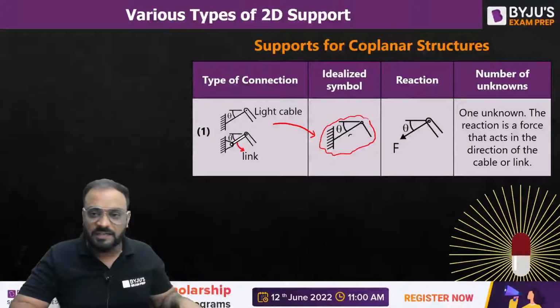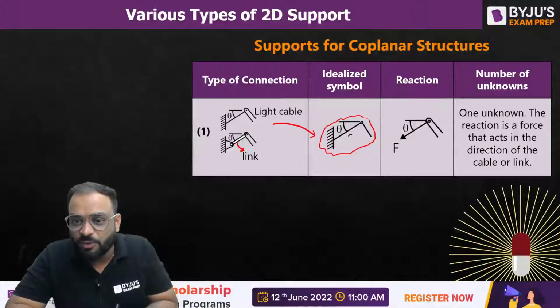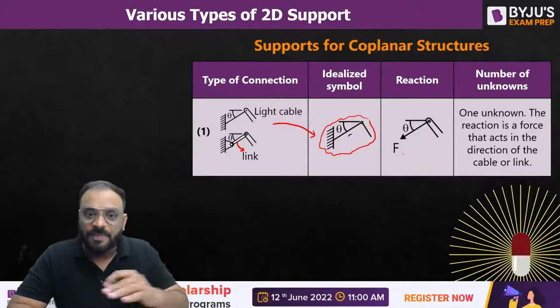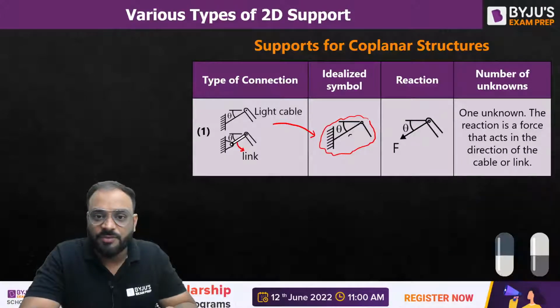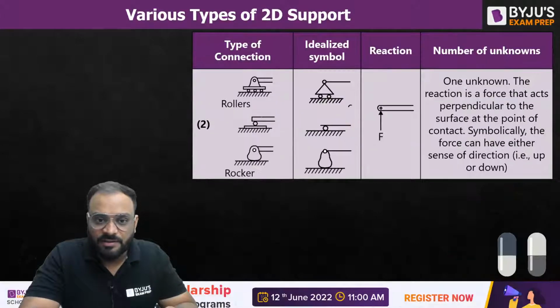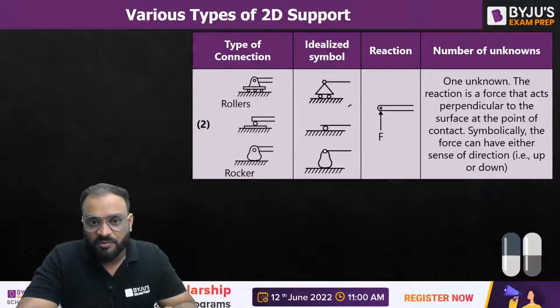So you can see here guys, a reaction is to be developed at the support which is to be like this. Clear? So this is one of the supports which we are using in our structure part. Now let's understand another type of support which we have. One is roller and the second one is rocker.